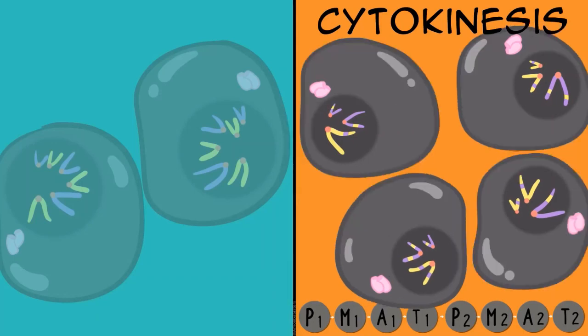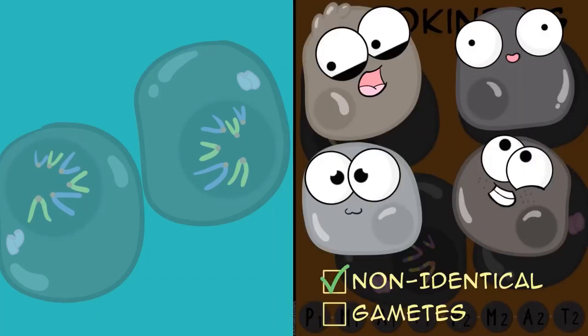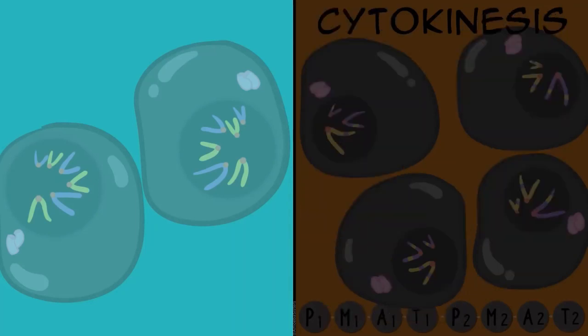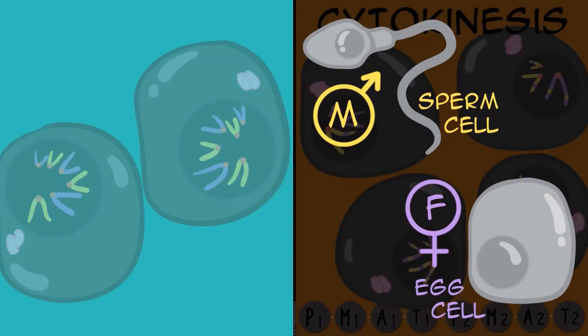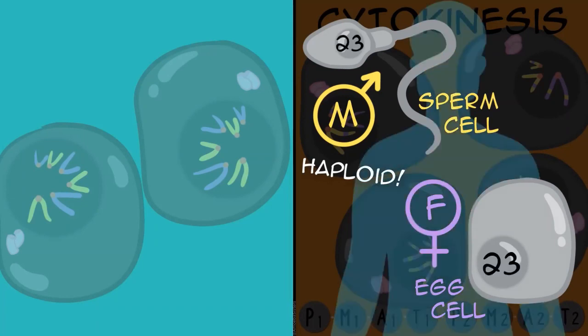We are now finished with meiosis, and we end with 4 non-identical cells. Gametes. Males make sperm cells in meiosis, and females make egg cells in meiosis. These gametes are haploid, meaning they have half the number of chromosomes as the original starting cell. In the case of humans, the resulting cells would each have 23 chromosomes.